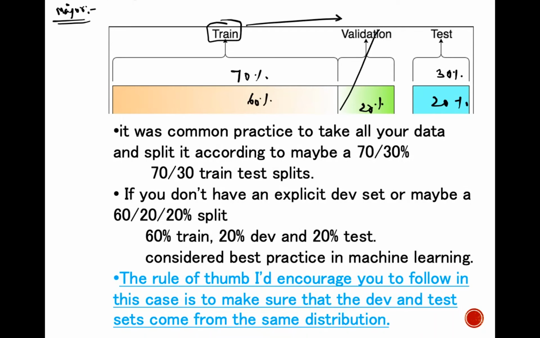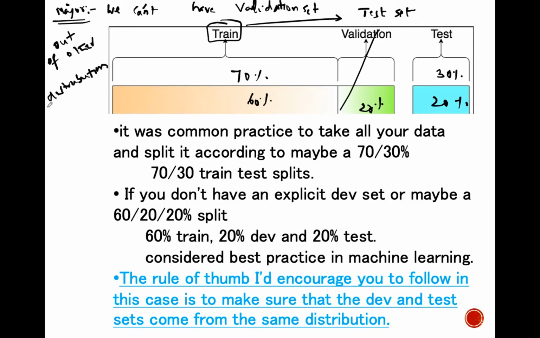The major thing is that we cannot have the validation set and test set drawn from other groups, which we would call other distributions. The data should be drawn from the same distribution. That's where the term data leakage comes from. We will talk about this in future classes.